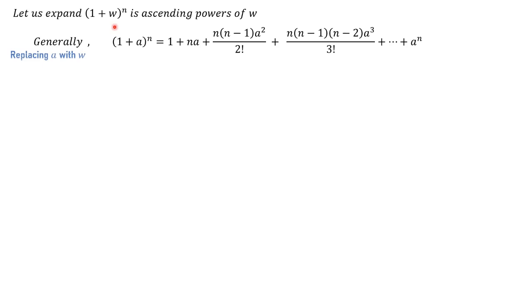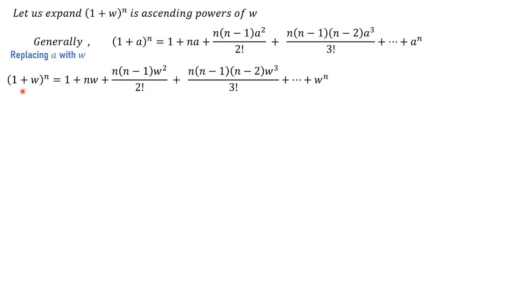Obviously, saying that implies we are simply going to replace a with omega. Doing that, we are going to have 1 plus omega raised to the power n equal to 1 plus n omega, because I simply replace a with omega, and from which we get this expression of 1 plus omega raised to the power n.